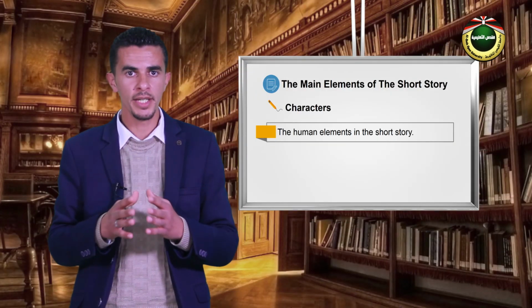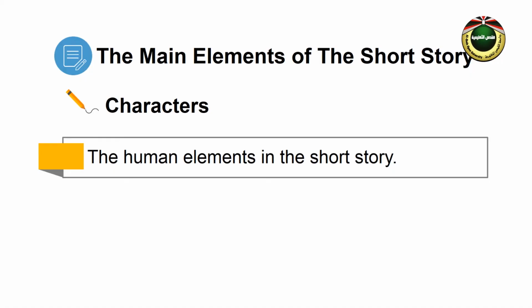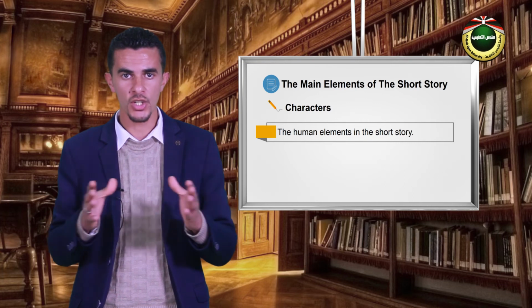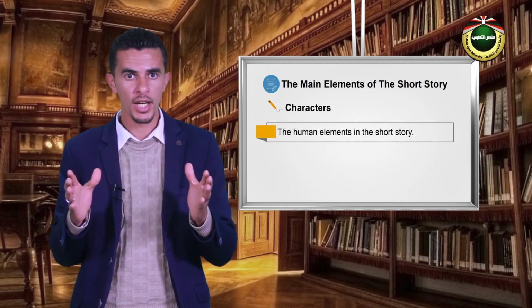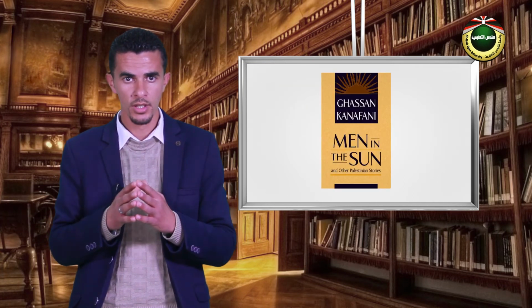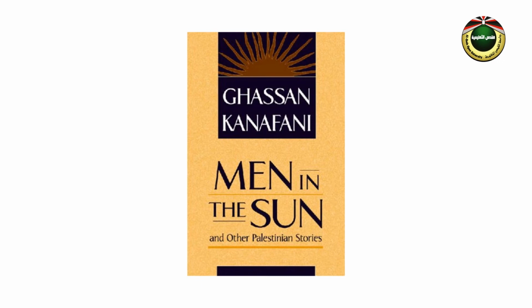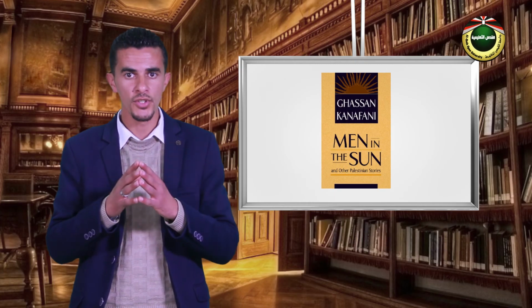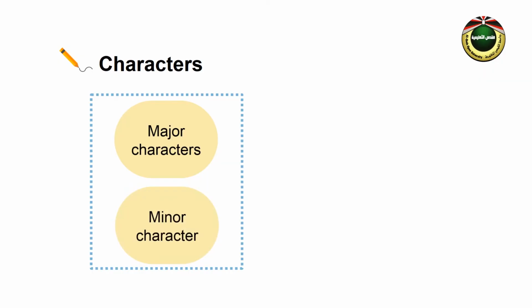Characters are the human elements in the short story. They are from flesh and blood, but with symbolic indications. They stand for something other than themselves. For example, the father in Kanafani's The Land of the Sad Oranges stands for the helpless Arab nations.